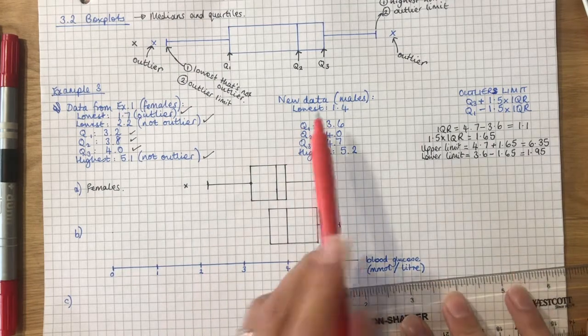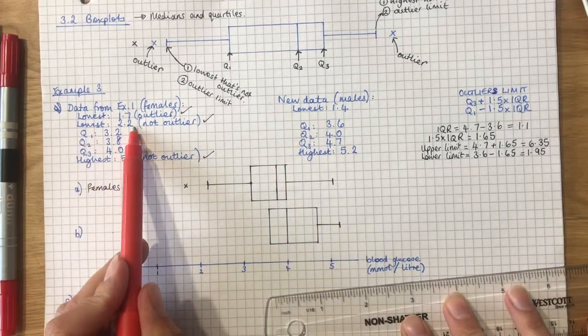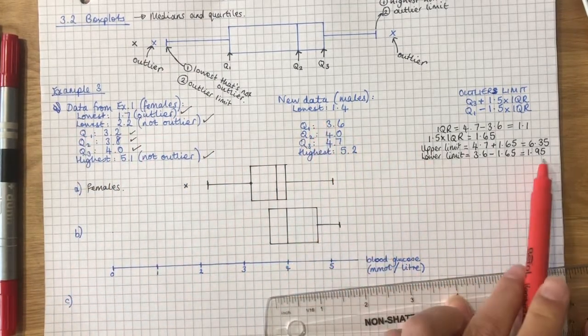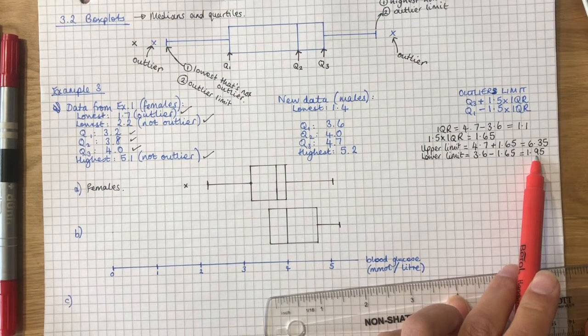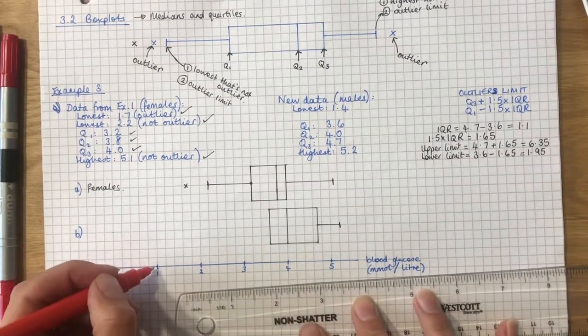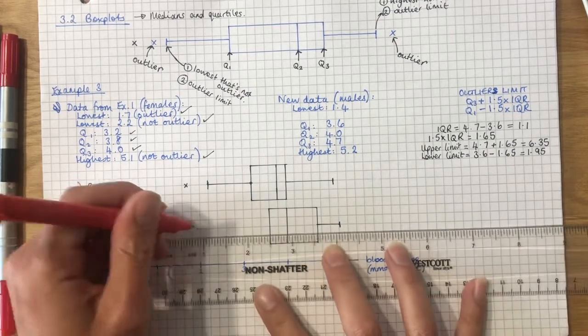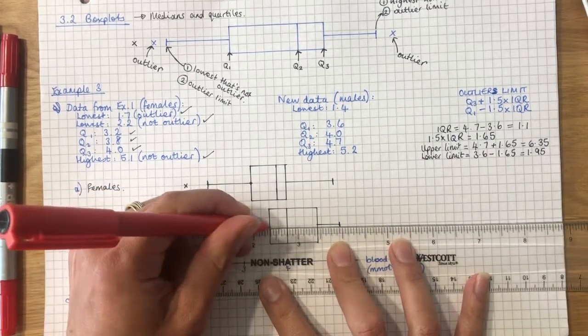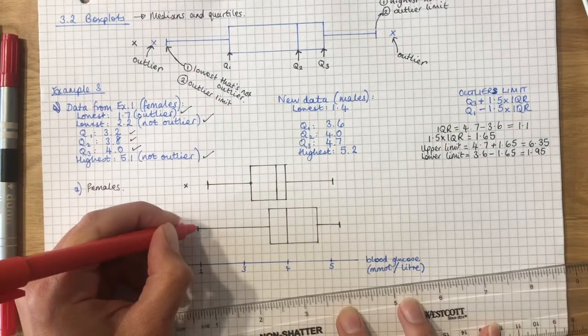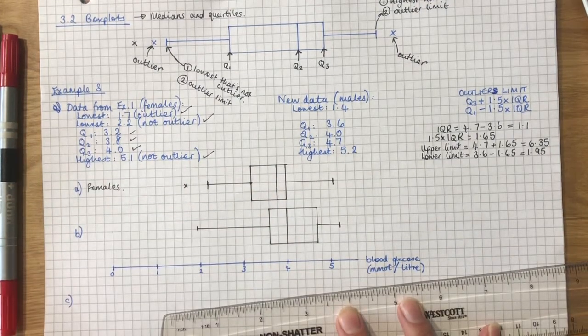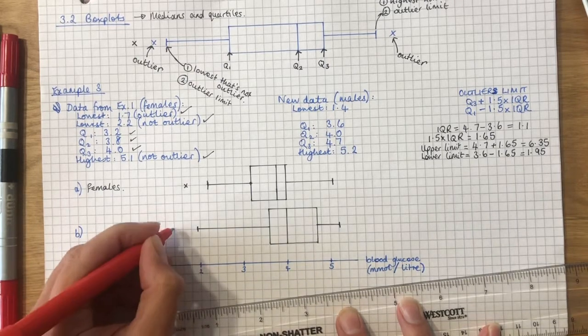Now, because we don't know, like we did here, what the next lowest is, we have to draw our whisker down to this lower limit. So my lower limit of 1.95 is there. And then I'm going to mark my outlier at 1.4, which is there.